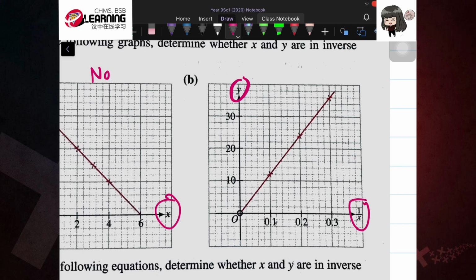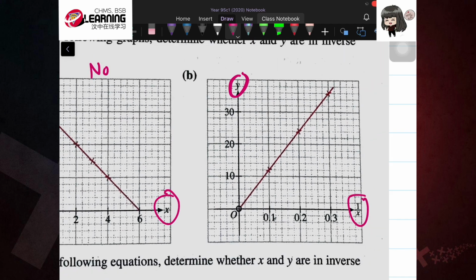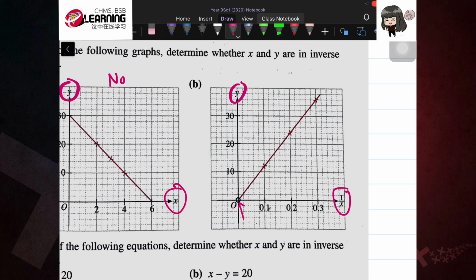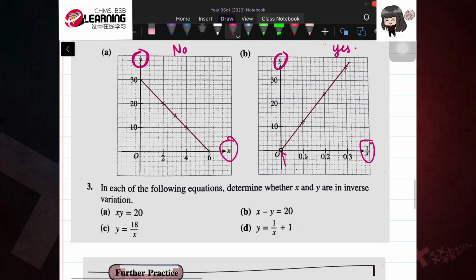Okay, part B, this is y against 1 over x. So y against 1 over x is a straight line passing through 0 but doesn't include 0, right? So you look at this, it's drawing a circle at the origin there. It means it doesn't include 0. So yes, this is inverse variation.